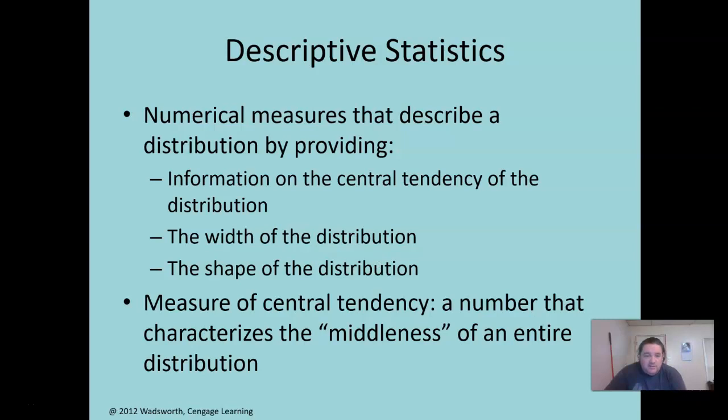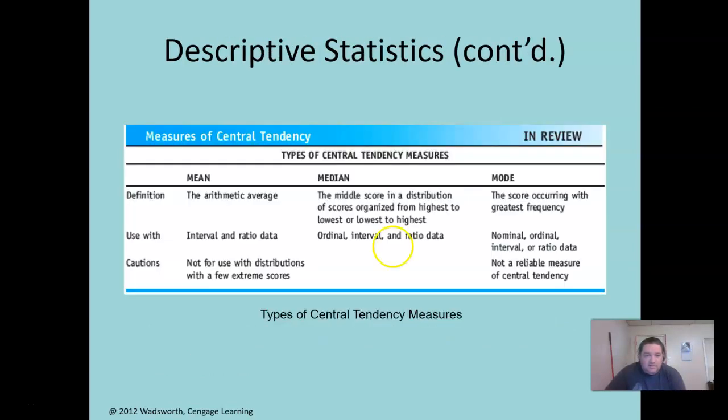A measure of central tendency is a number that characterizes the middleness of an entire distribution. Hopefully you've heard these names before: mean, median, and mode. The mean is the arithmetic average. We can use that with interval and ratio data, but not for distributions with a few extreme scores. Those few extreme scores are called outliers, so we have to account for outliers in our data. One outlier could really skew the way that the data look.